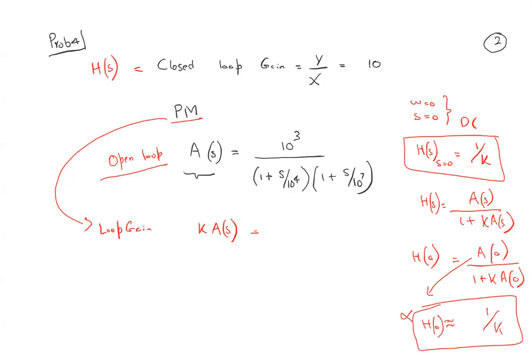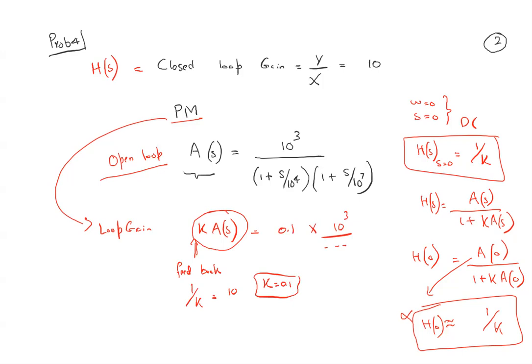But the main thing you need for this problem is that at DC, the closed loop gain is equal to 1 over K. And K is what? Your feedback gain. So you can find out easily that 1 over K is equal to 10, so K will be equal to 0.1. You can plug K equal to 0.1 into 10 to the power 3, or whatever the number is, and do the Bode plot of K A of S to figure out the phase margin. Okay? So that's one way to do problem 4. You can do it in other ways, but that's one way.